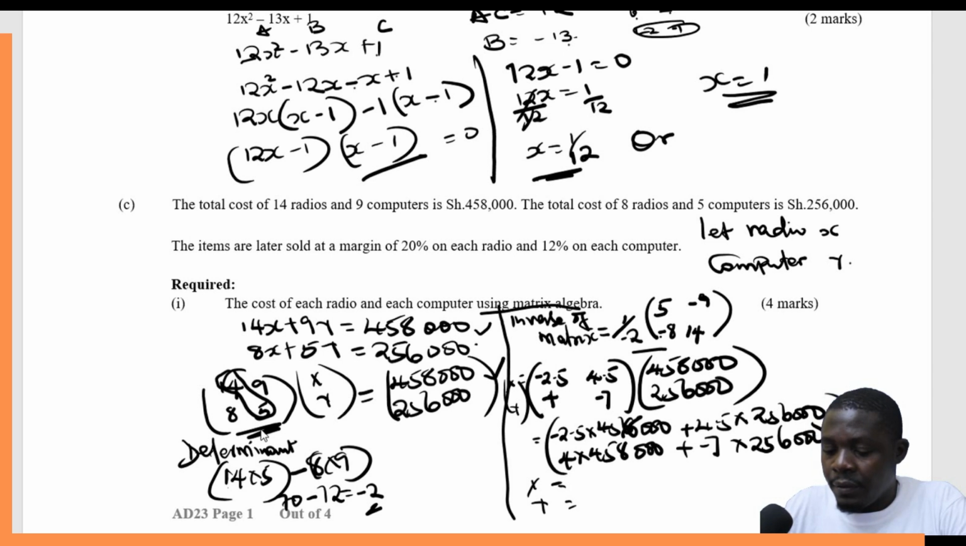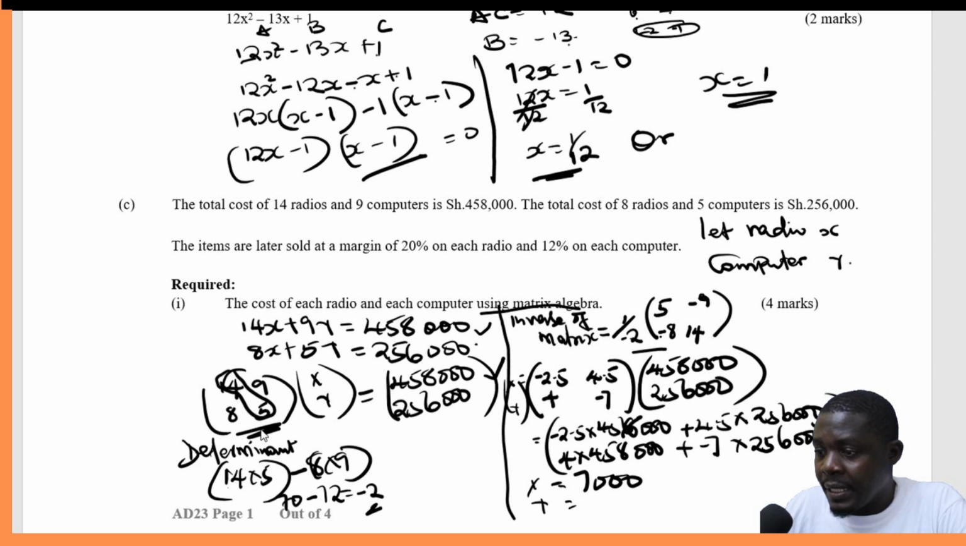That is negative 2.5 multiplied by 458,000 plus 4.5, we are multiplying by 256,000. We get a value for x as 7,000. That's the radio cost at 7,000. Then let's see for computer.